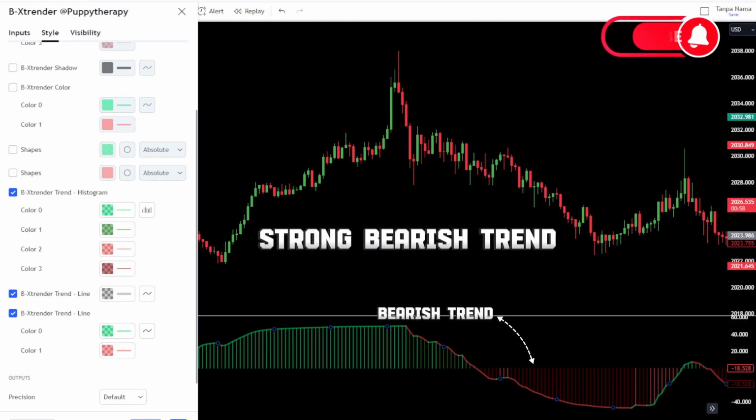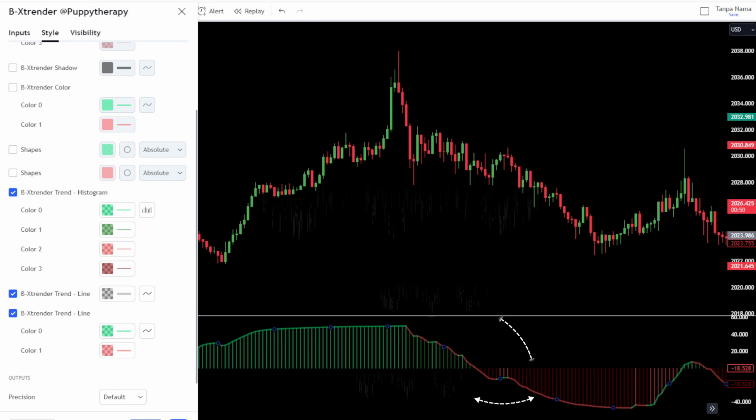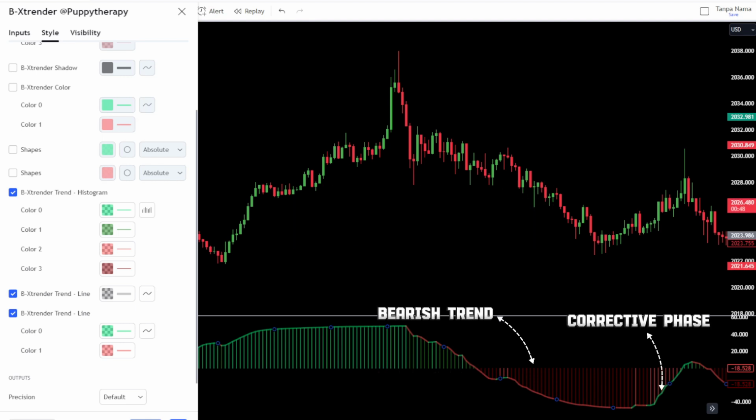A robust bearish trend is identified when the b-xtrender histogram is red and situated at the lower level, with the b-xtrender line also being red. Nevertheless, if the color of the b-xtrender line shifts from red to green, it indicates a corrective phase in the bearish trend.